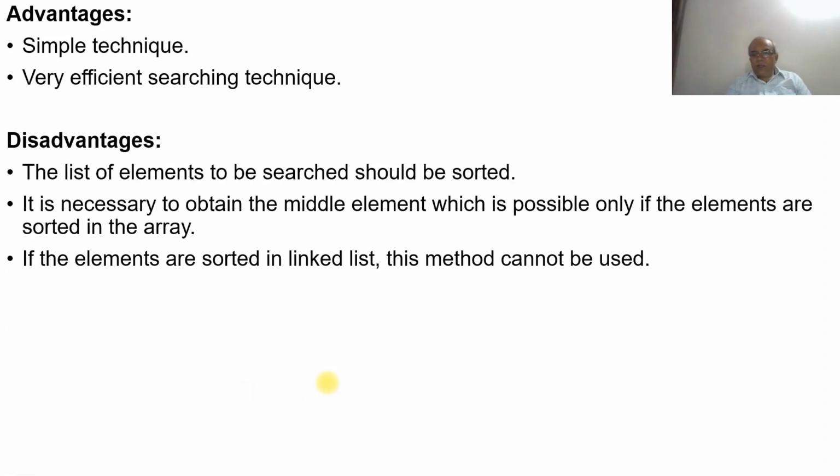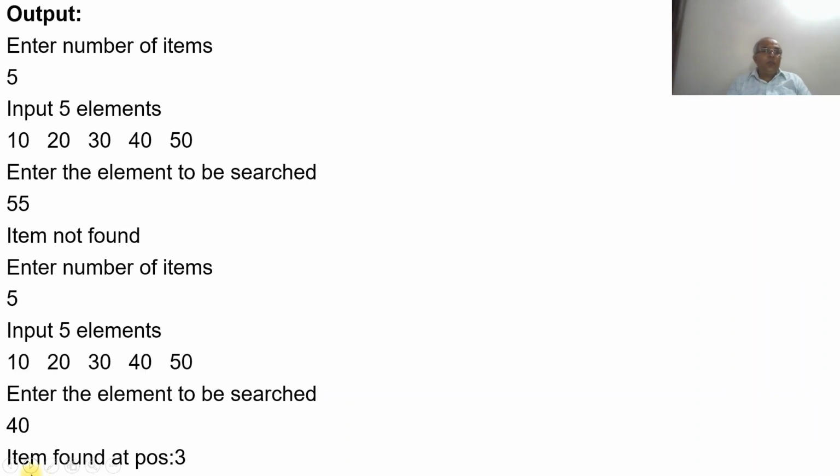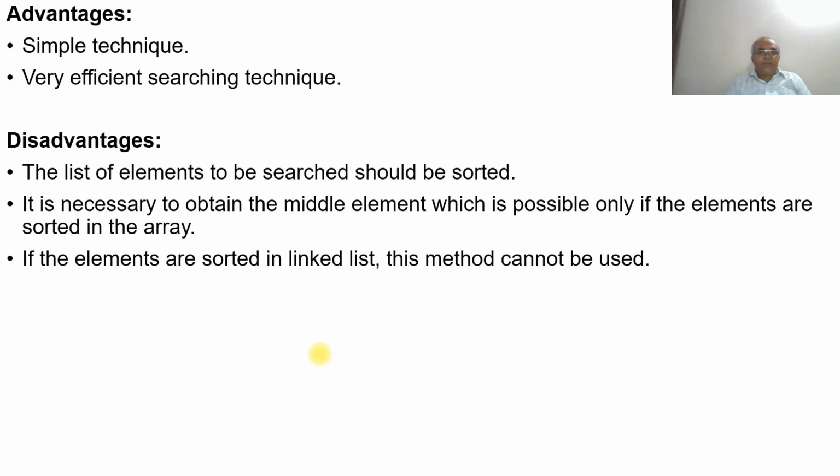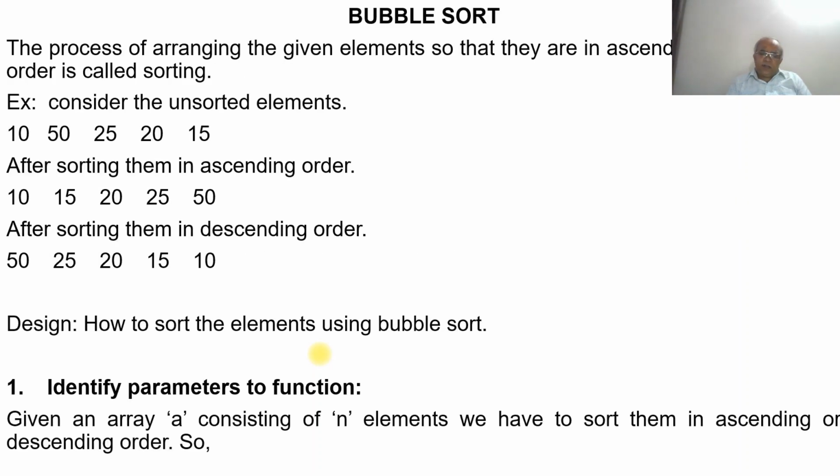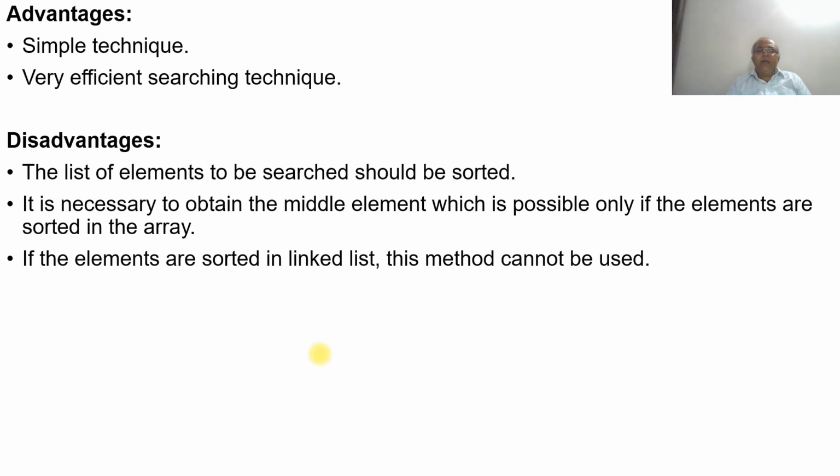What are the advantages of using this? It is a simple technique, a very efficient searching technique. But the disadvantage is that the list of elements to be searched should be sorted. That is the reason why we are entering them in ascending order, or it can be in descending order, but it should be in a regular pattern. It is necessary to obtain the middle element, which is possible only if the elements have been sorted in the array. If it is a linked list, it is not possible to conduct the binary search. So this is how you will be able to use binary search.